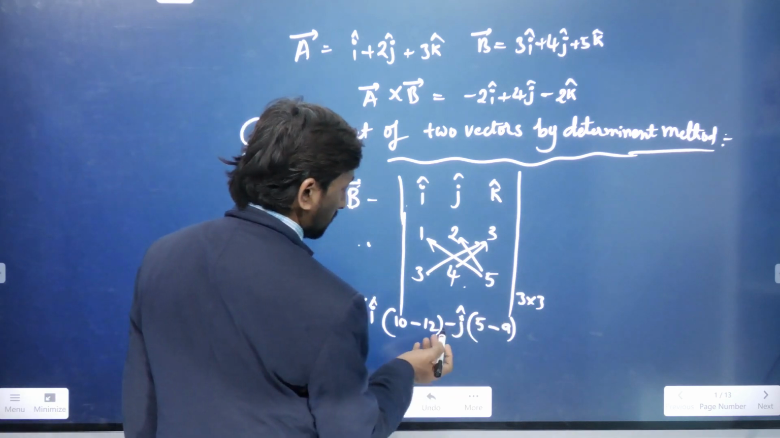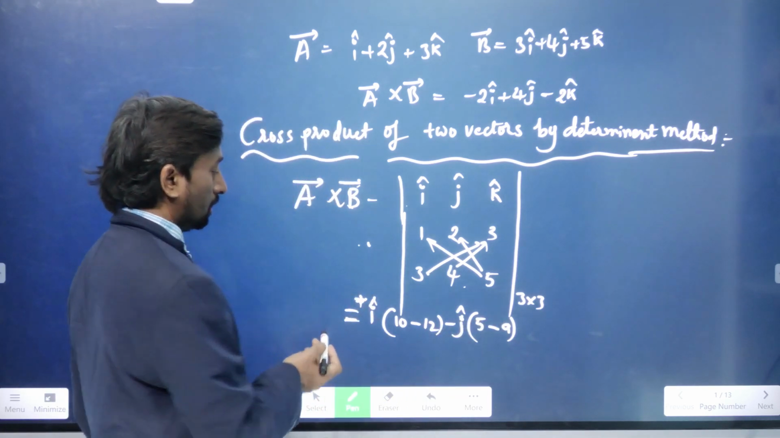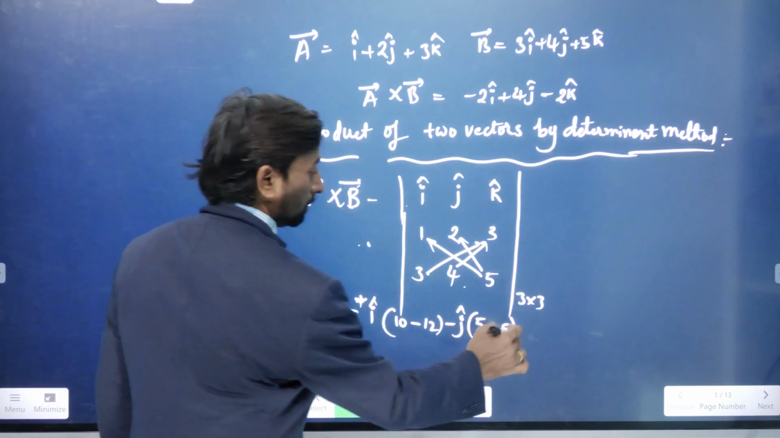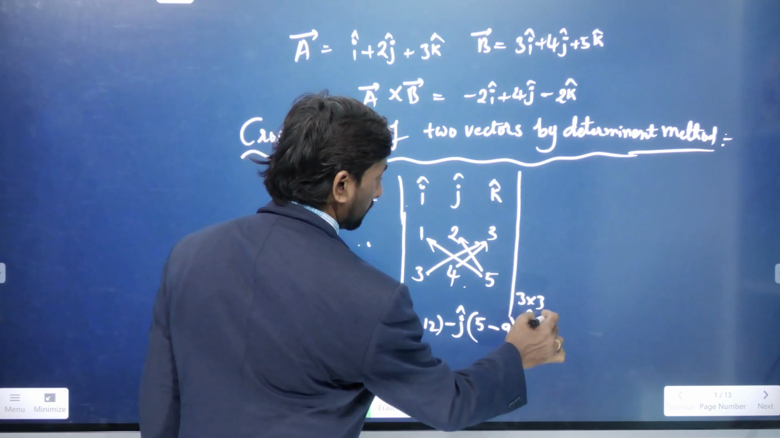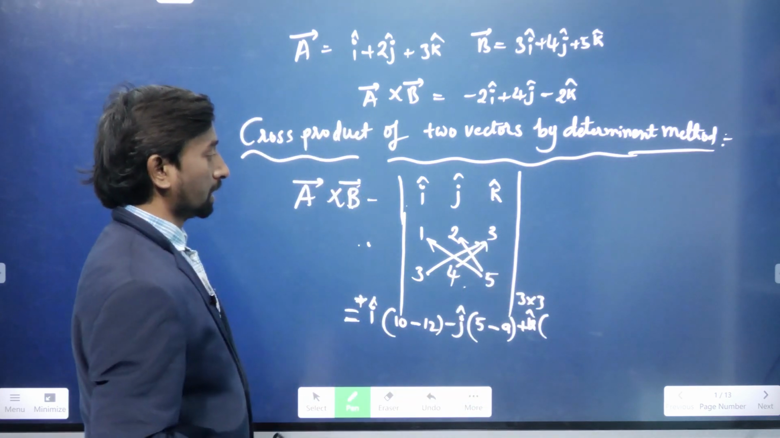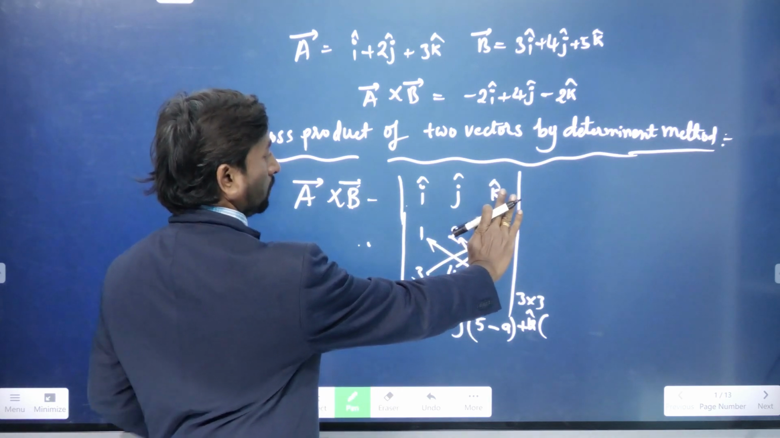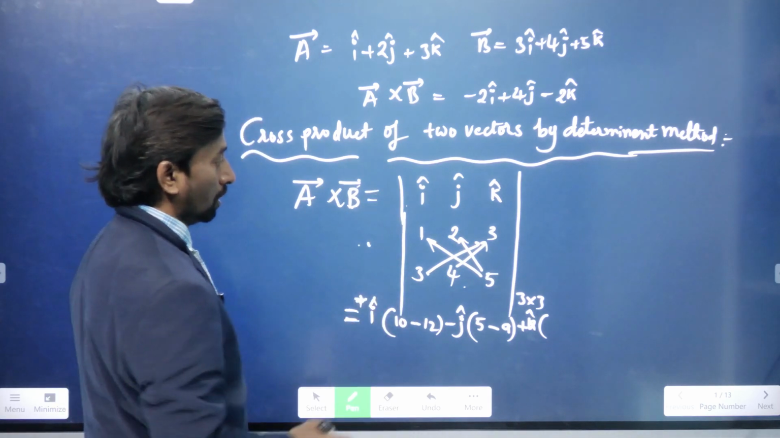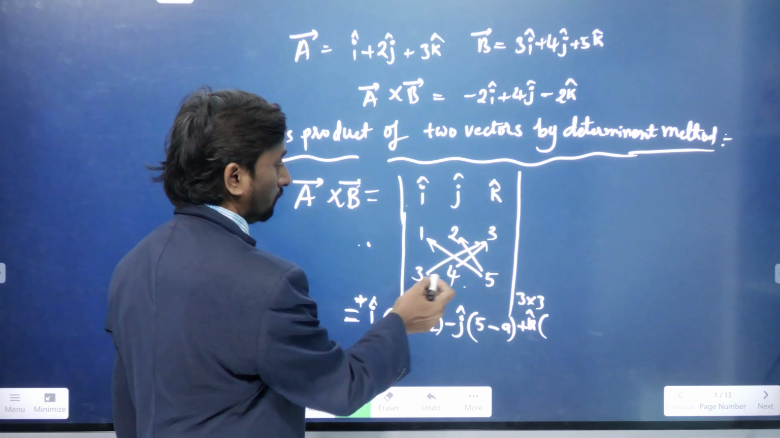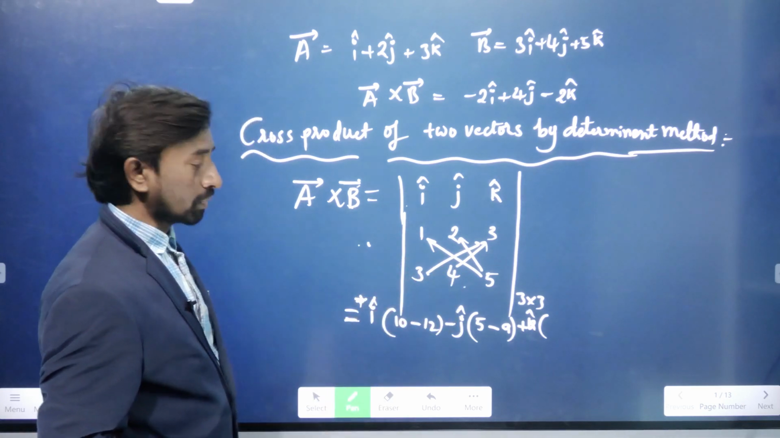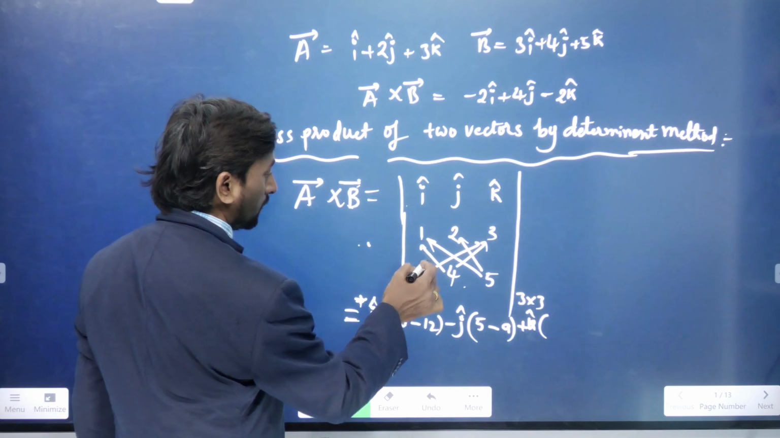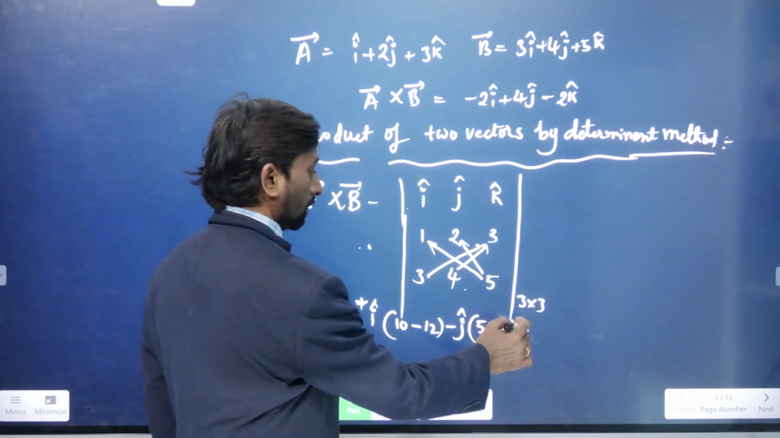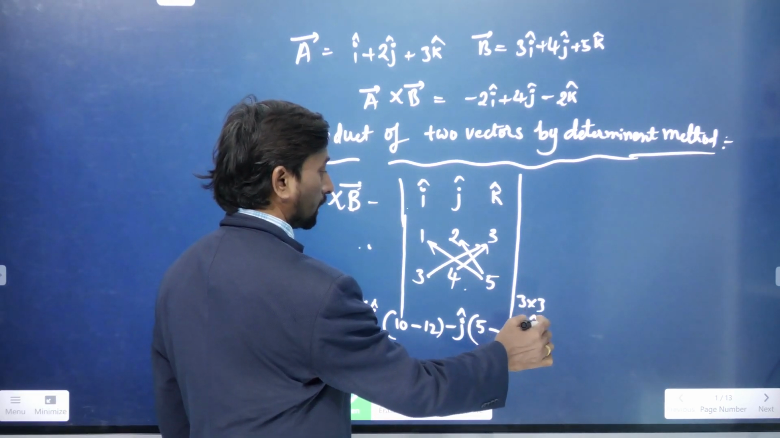Next plus I cap, next minus j cap, next plus k cap in cyclic order. Now with the last k cap, this last column has to be closed and the first row has to be closed. Now the remaining digits are 1, 2 and 3, 4. So now we have to multiply these two and subtract the multiplication of these two: minus 2 into 3. Here plus k cap cross.